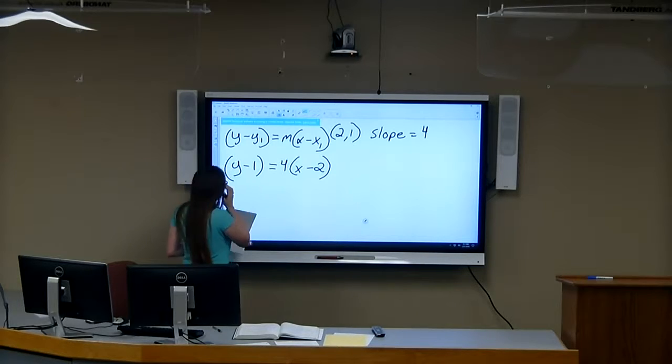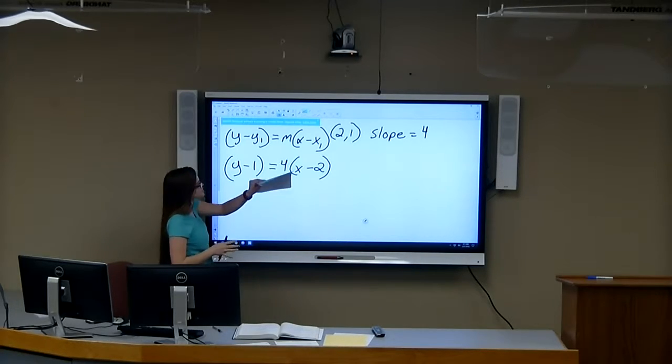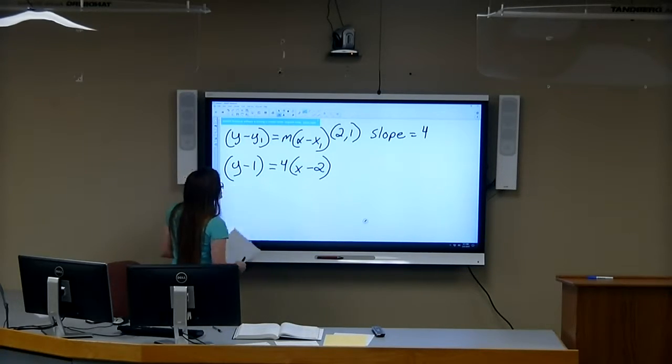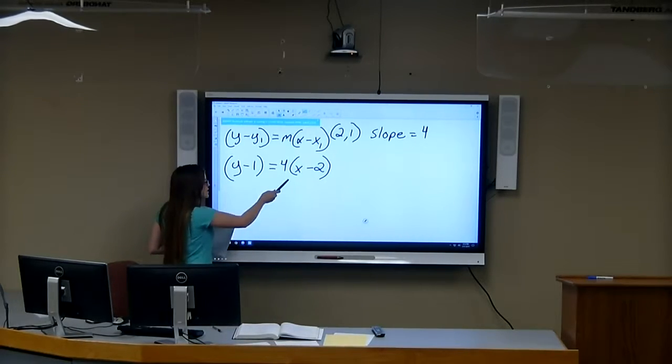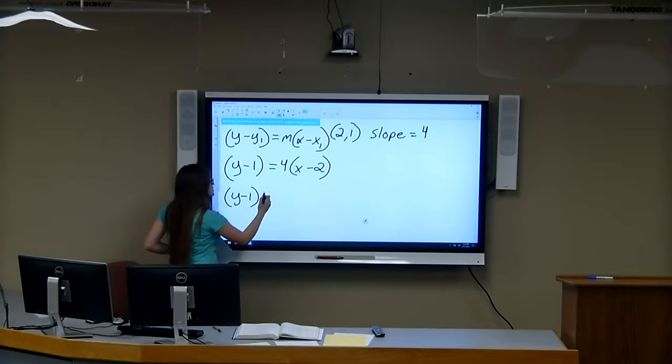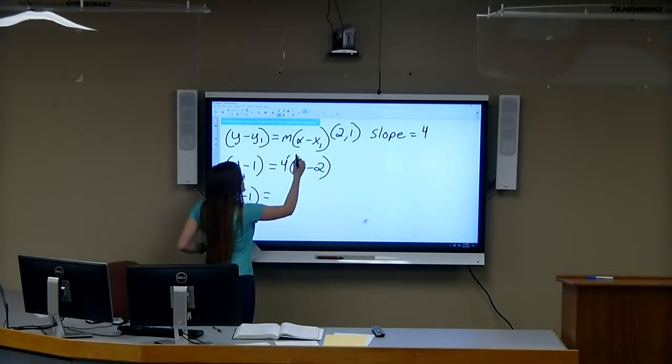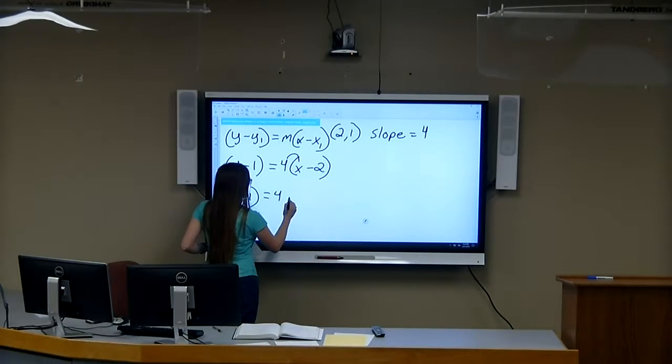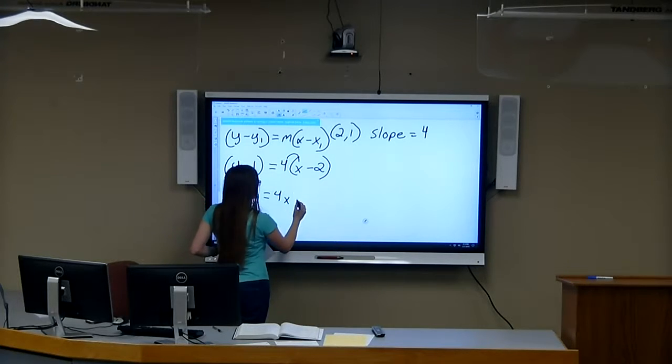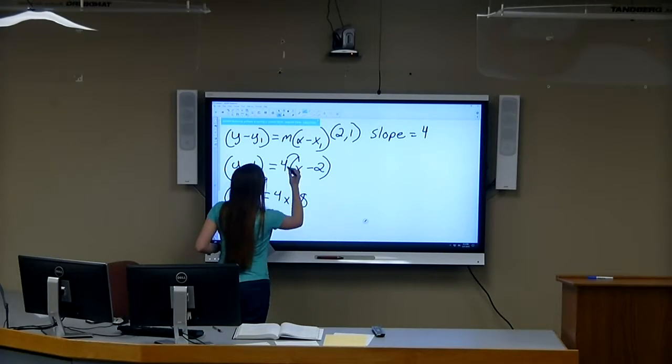All right, so this is what you have so far. All you did is you took the information given to you and plugged it into the equation. So now you're going to work it out. Start on this side. Go ahead and bring your y minus 1 down. We're not going to do anything with that yet. Start on this side by using the distributive property, which means 4 times x gives you 4x, and 4 times -2, which will give you -8.